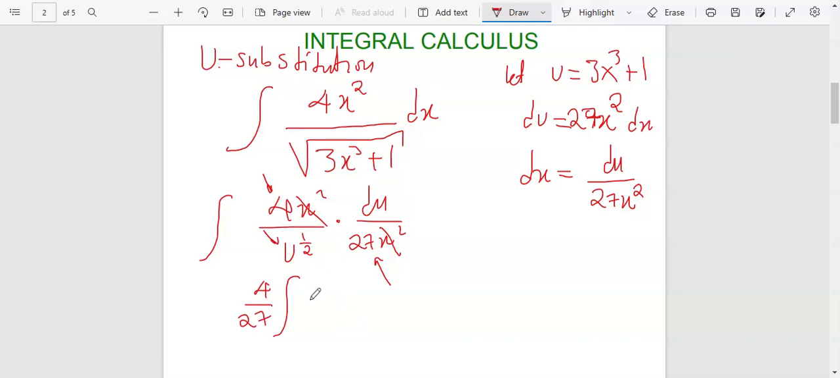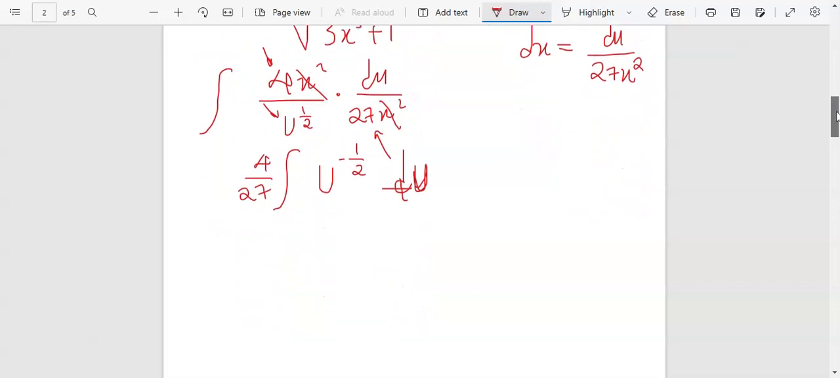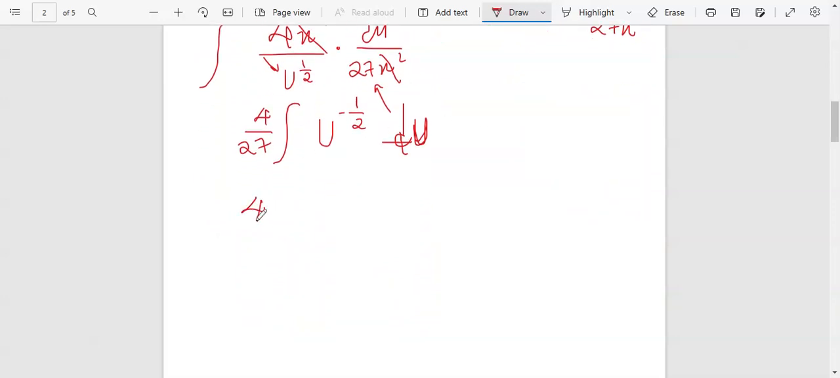Now I'm going to take that in the numerator, so it becomes u to the power negative half. And then before I add the constant, see, this is going to be du. I have not yet integrated, so to add the constant. And then this is going to give us 4 divided by 27. Now we integrate u to the power negative half. That is going to be, we add the 1, so that will be u to the power negative half plus 1, that will be positive half. And then divide by the same power, which is positive half. Then just add the constant c.